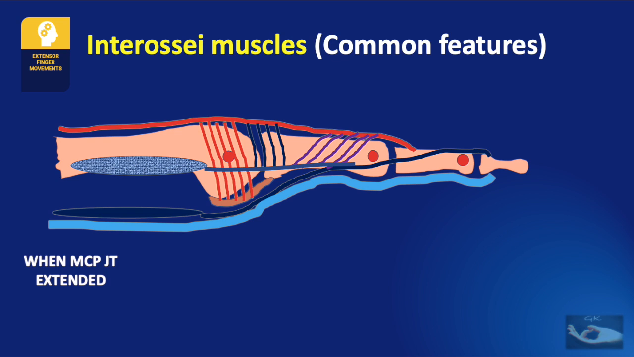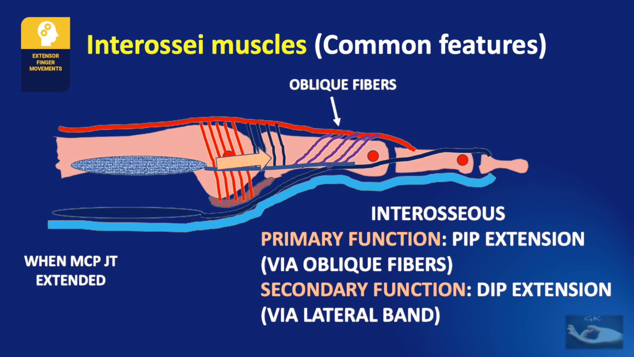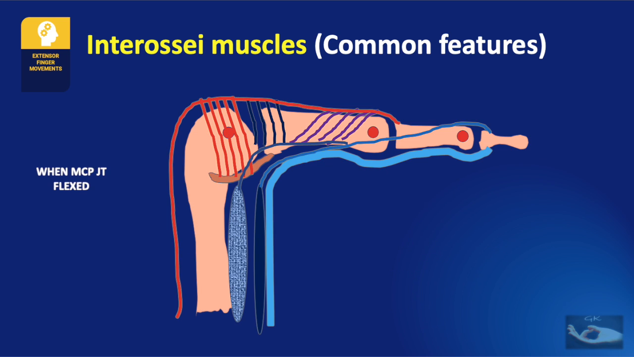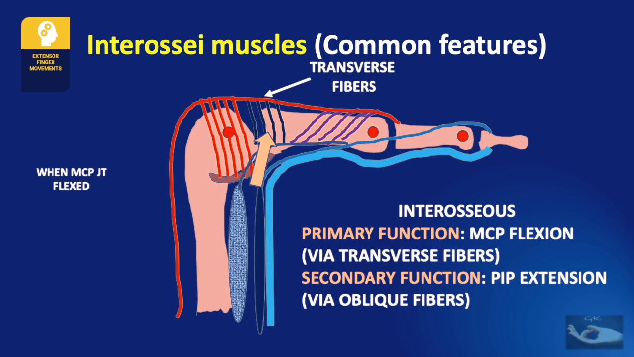When the metacarpophalangeal joint of the finger is extended, the interosseous muscle's primary function would be extension of the PIP joint via the oblique fibers, and the secondary function of the interossei would be extension of the distal interphalangeal joint via the lateral band. But when the metacarpophalangeal joint is flexed, the primary function of the interossei would be metacarpophalangeal joint flexion via the transverse fibers, and the secondary function would be extension of the PIP joint via the oblique fibers.